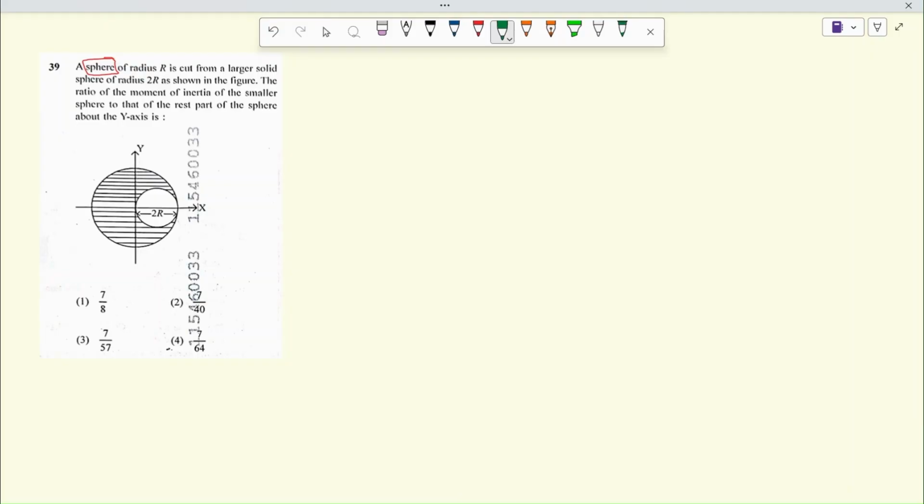39. A sphere of radius r is cut from a large solid sphere of radius 2r. The ratio of the moment of inertia of the smaller sphere to that of the rest part of the sphere. So it is nothing but about removal of mass. When there is an object and you remove some part of it, then the resultant moment of inertia is total moment of inertia minus moment of inertia of the removed part, right?